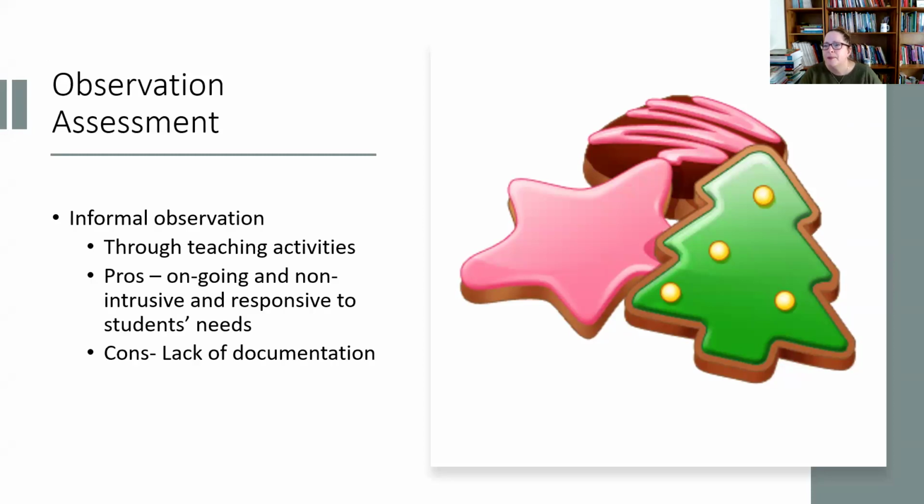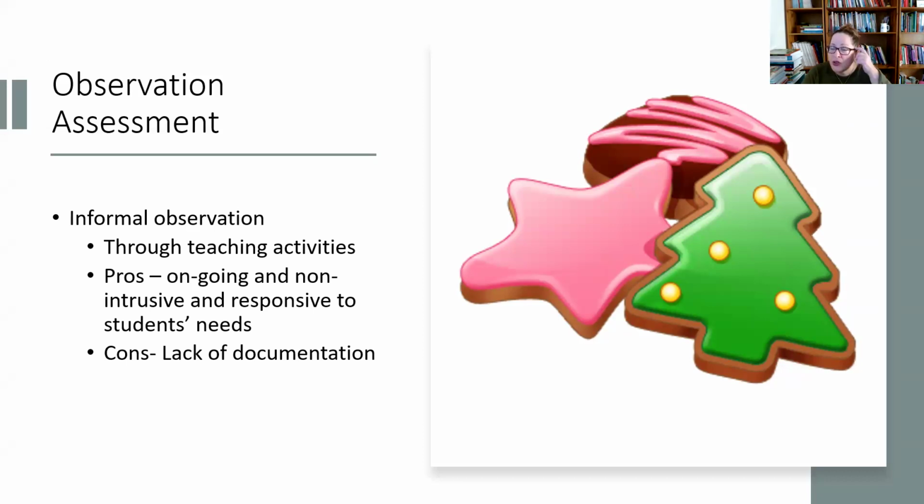Observation assessment is something teachers use a lot of. We watch how the kids are doing, informal assessment. As we're teaching, we're paying attention to how they're doing. It has lots of pros. It's kind of ongoing. It's not intrusive. The students don't feel like they're being assessed, so they're not stressed out. But the really key con is that observation assessment doesn't really give us very good documentation about student progress.